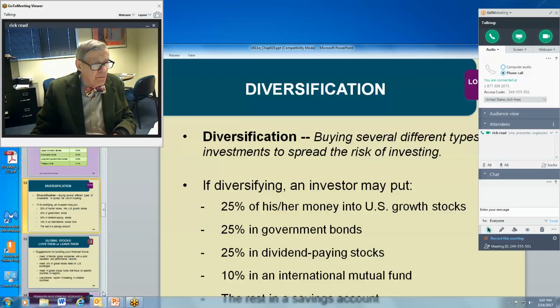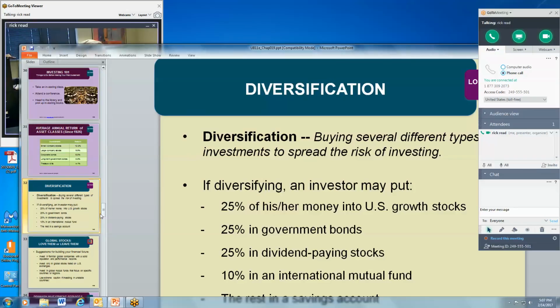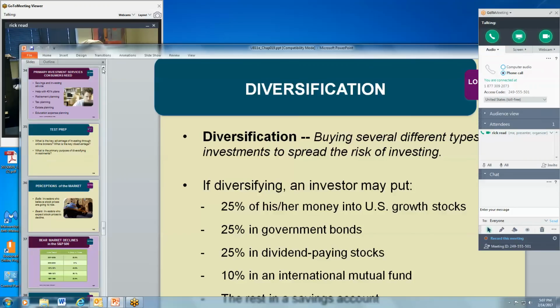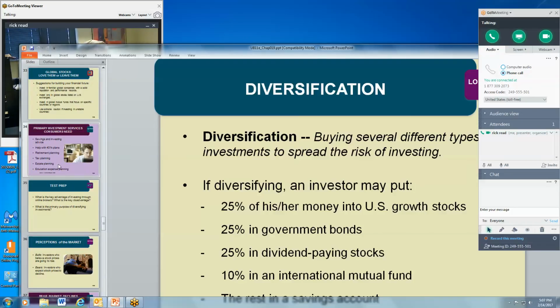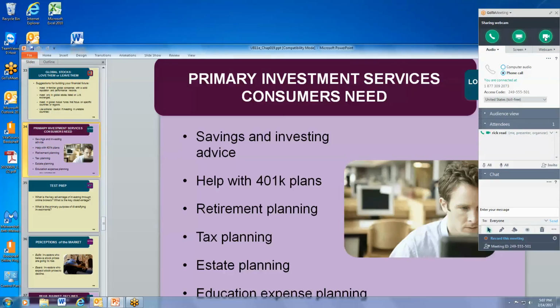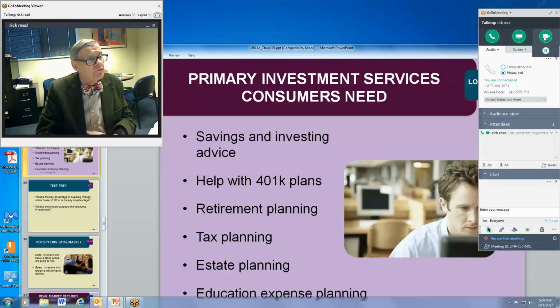Okay, let's move on here. These are just things that you need to help with investments. You need advice, help with 401k plans, retirement planning, etc.